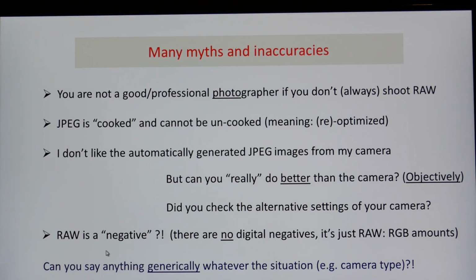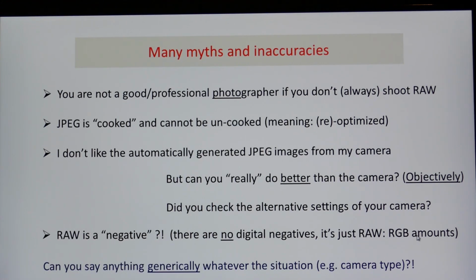Another very strange misnomer is that RAW is a negative. There are no digital negatives. There's of course a photography standard called DNG, digital negative, from Adobe, but actually all these things are just measured red, green and blue amounts in the color, and that's a positive.